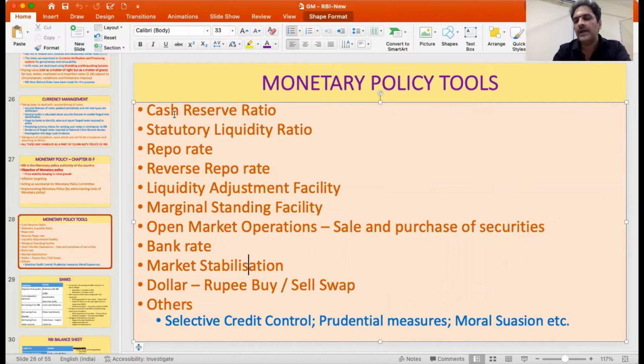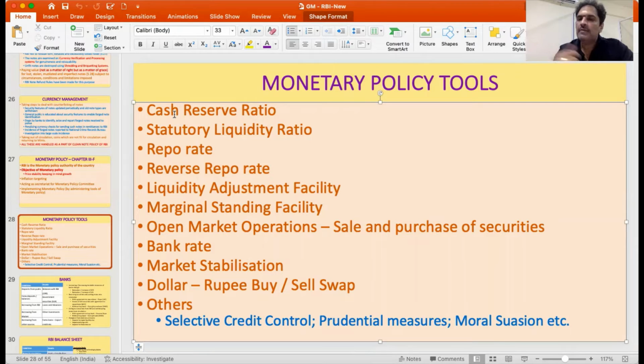Then where the liquidity surplus or shortage is for a longer period of time, instead of doing repurchase, etc., RBI will either directly sell or directly purchase the securities. This outright sale and outright purchase of securities is what is called open market operations. Then where foreign exchange inflows are more, to balance those inflows and to sterilize the surplus rupee liquidity resulting from them, RBI operates the market stabilization scheme.